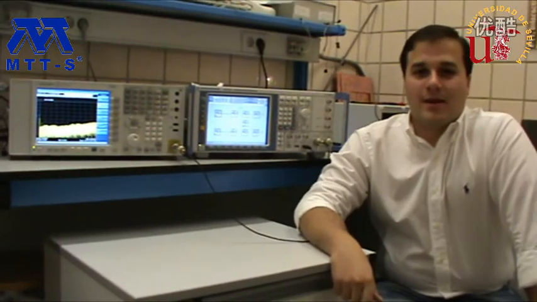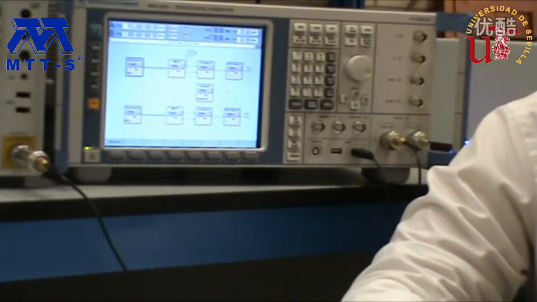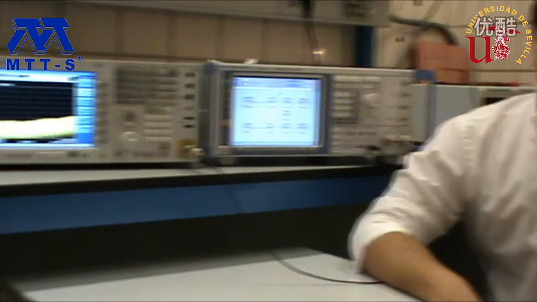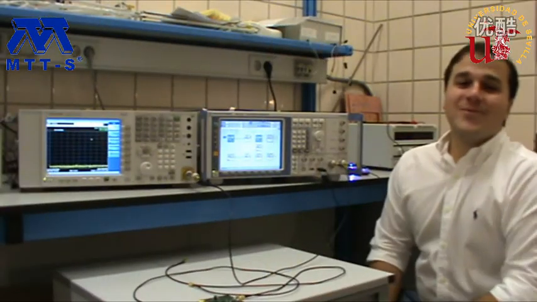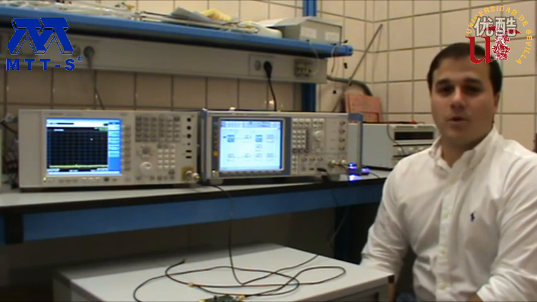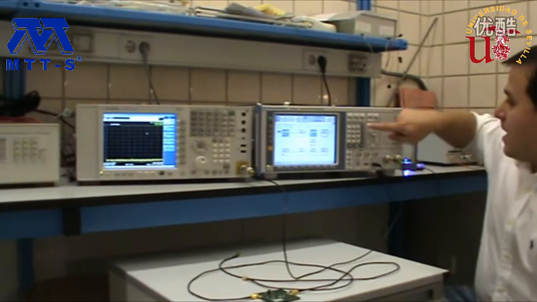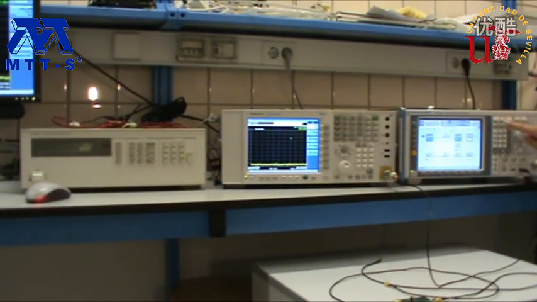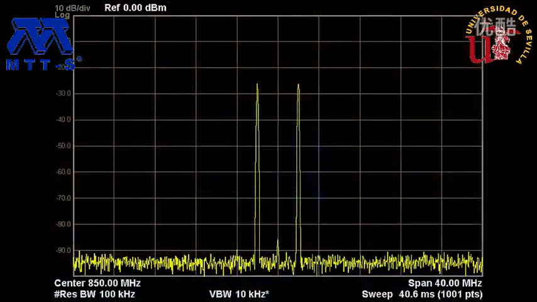This is a vector signal generator. It is used to create any waveform, in particular communication signals. And this is a vector signal analyzer. It will be used to show the signal spectrum. Now, we have loaded an excitation signal consisting of 2 tones on the signal generator. If we switch on the output port, the signal analyzer screen shows the spectrum of this signal.